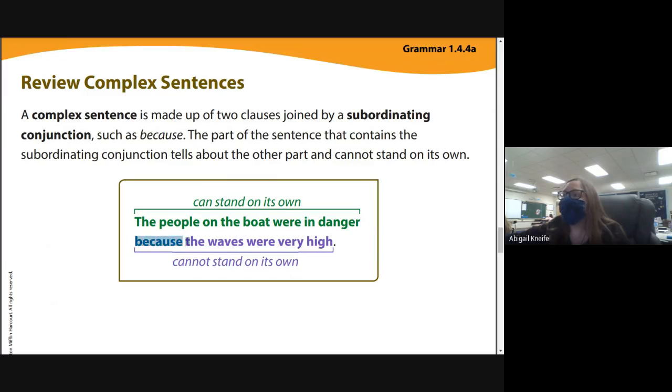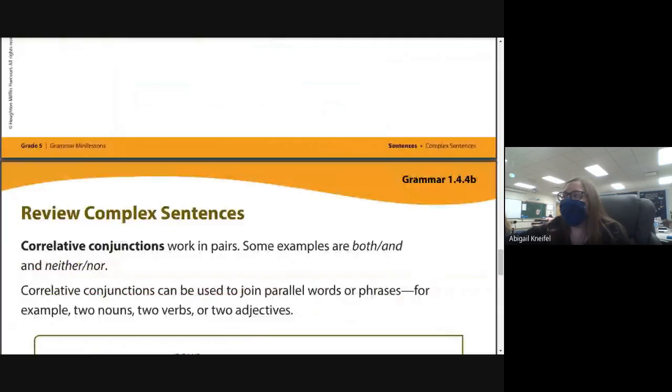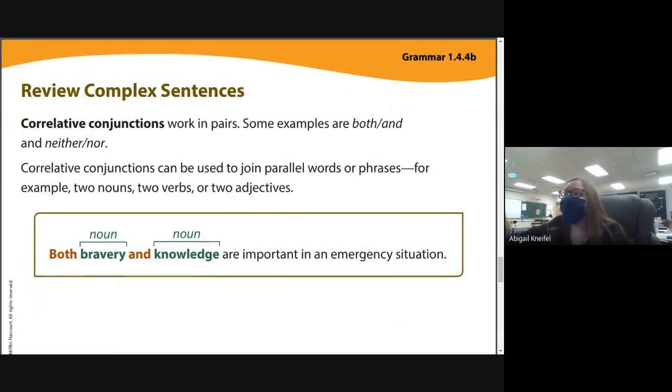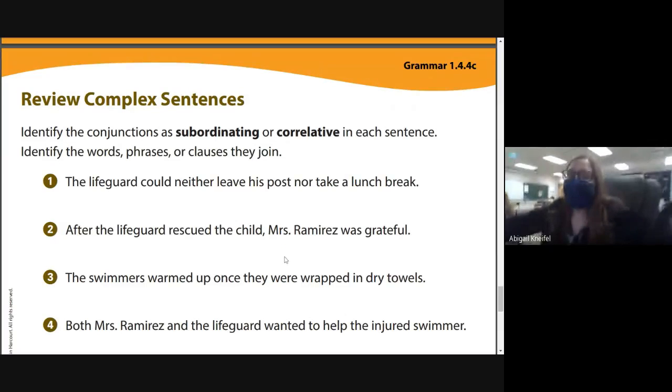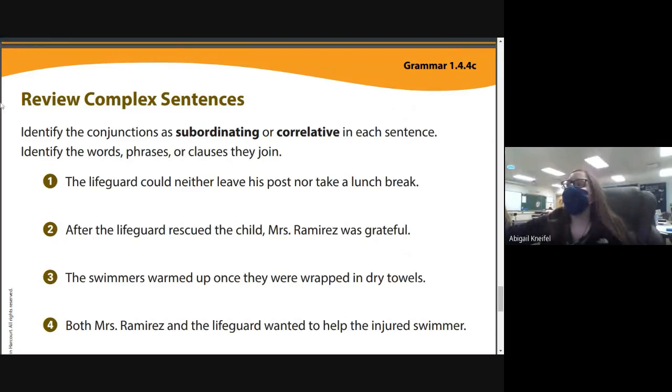Then because is our subordinating conjunction. Remember, the dependent clause is always with our subordinating conjunction. So it's sort of easier to find the dependent if you find the subordinating conjunction first. That's Mrs. Kneifel's recommendation. Find the subordinating conjunction. And then you find the dependent, and then the other half would be the independent.